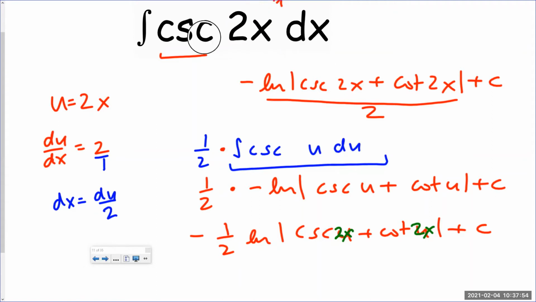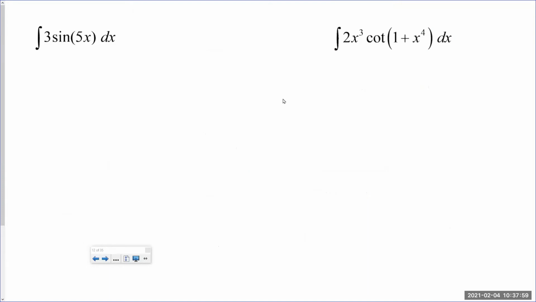Okay, do you guys mind putting your phones away? Thank you. Okay, all right, so let's look at the difference between these two.